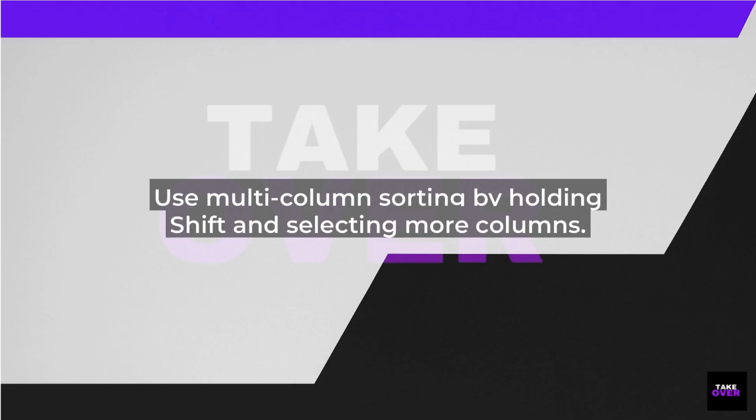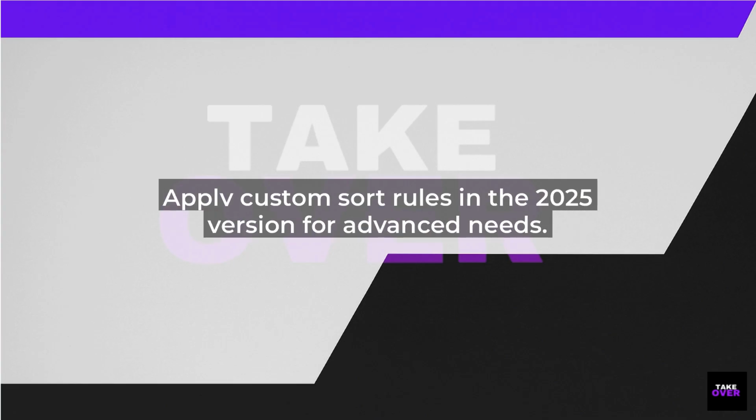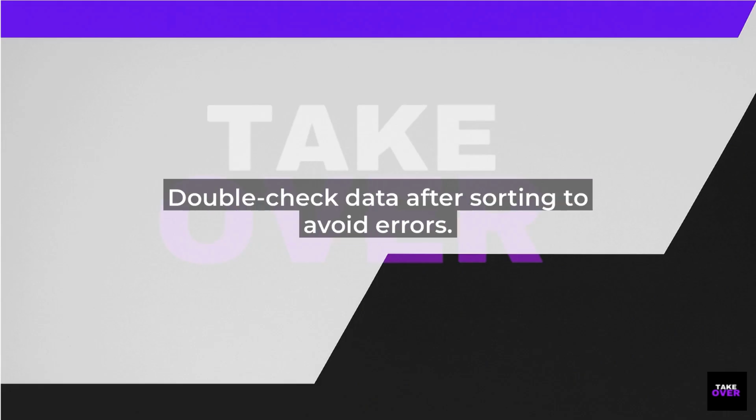Smartsheet's got you covered. Hold down the Shift key, select additional columns, and apply the sort. This is perfect for more complex datasets, like sorting by department and then by deadline. One tip to remember: always double-check your data after sorting to ensure no rows get misplaced. It's easy to fix, but better safe than sorry. Also, if you're using the 2025 version, you'll notice enhanced features like custom sort rules, which let you prioritize specific values.